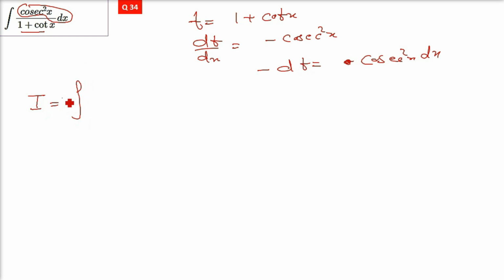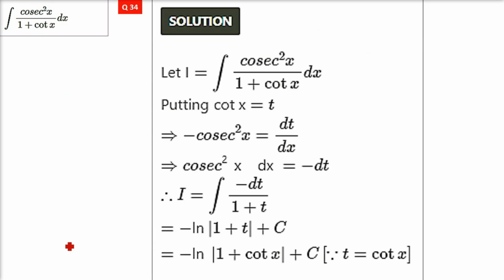So negative you can take outside, dt. The denominator is 1 plus cot x, which was t only. Again the same thing. You can just take log modulus t plus constant of integration with a negative sign. So I'm just writing the direct result now. It will be minus log modulus of 1 plus cot x, if you replace t by 1 plus cot x, which you eventually have to do, and with the constant of integration. This is your answer. So this is how you are going to write.